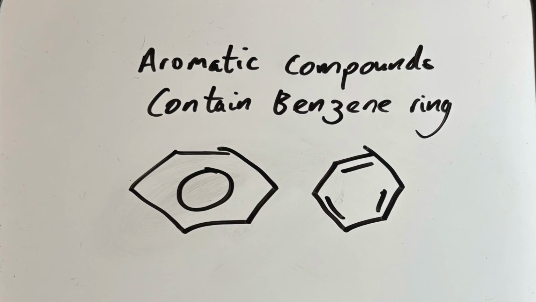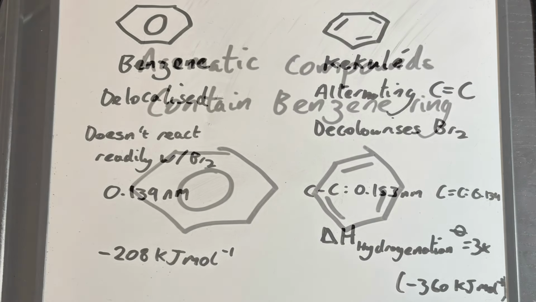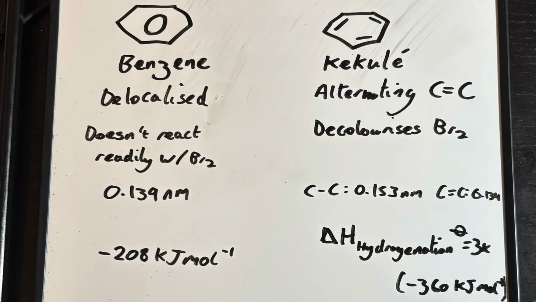So, as we discussed in module 4, an aromatic compound is any compound that contains a benzene ring, which looks like this. You can draw it either of these two ways, but I much prefer the one on the left hand side, and we'll discuss why later. The spec says that you have to be able to describe the difference between the benzene model and what they call the Kekulé model, named after the guy who made it.